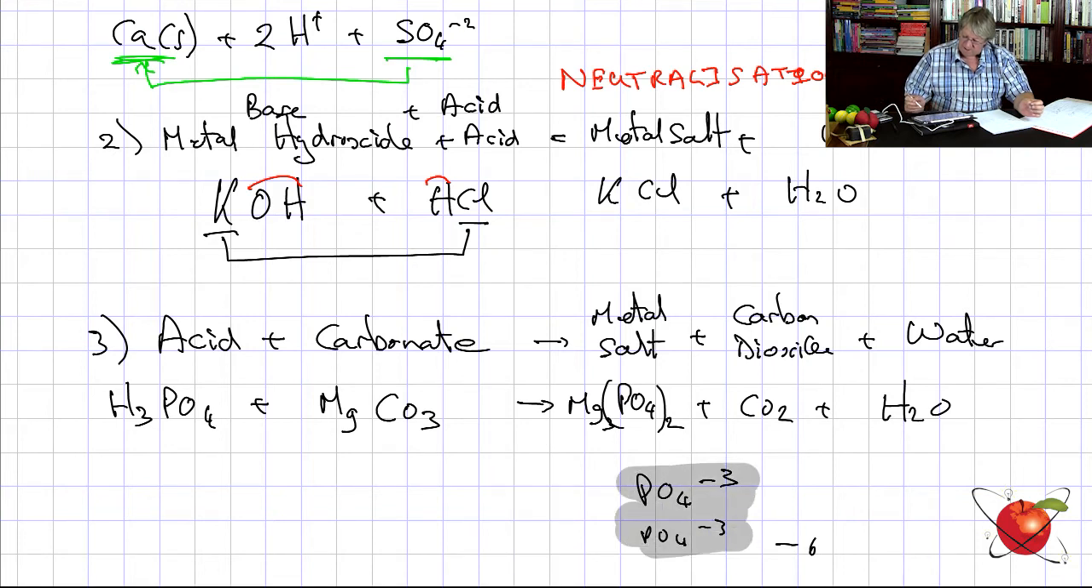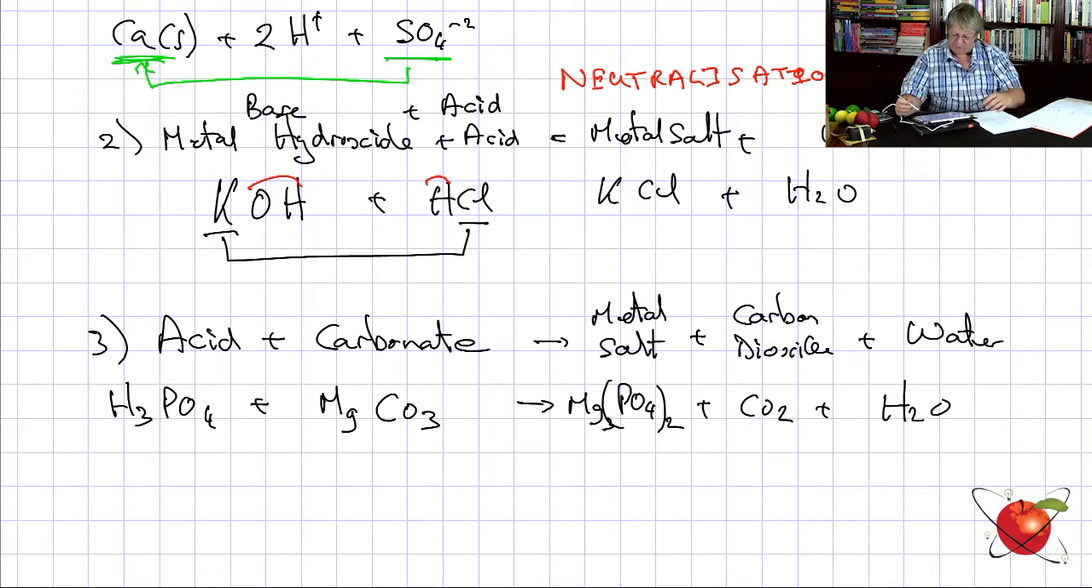Mg3 PO4 2. Okay. And now, what is the next step? We said, okay, we've got that. Now let's have a look. Mg, so I need 2 of those. 2 Mgs. And I've got 2 Ps there, so I've got to have a 2 there. So now I've got 2 Ps, 2 Ps, 2 Mgs, 2 Mgs.